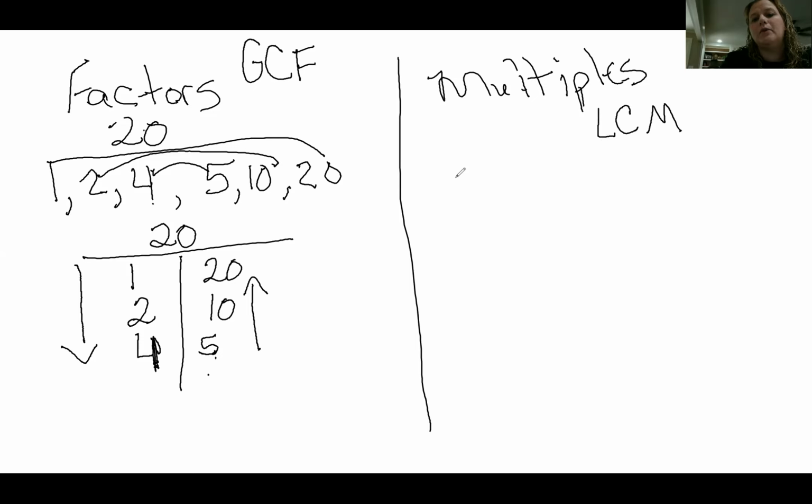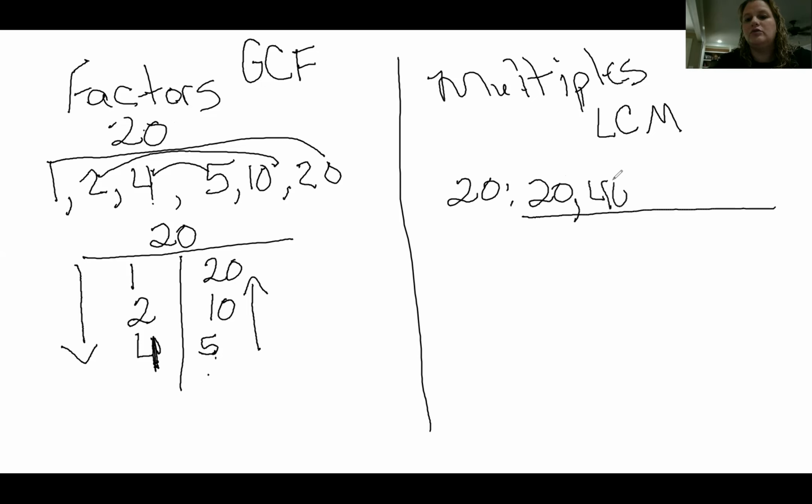So when you're looking at multiples of 20, okay, think back to factors. We said there would never be anything bigger than 20. Here, for multiples, there's never going to be anything lower than 20. We have to start with 20 because as we list out our multiples, remember we're listing this times 1, 20 times 2, 20 times 3, 20 times 4, 20 times 5. Do you see how these get big in a hurry?